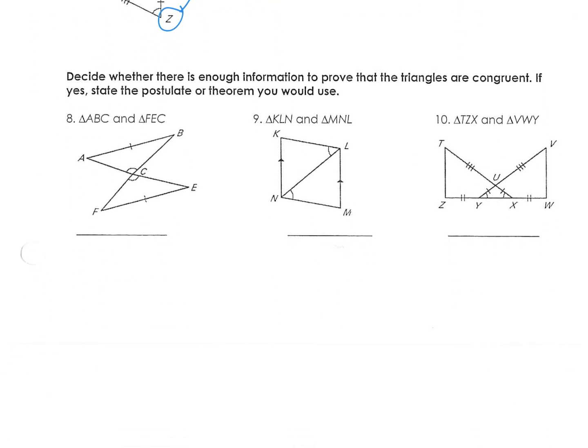Now it's what we've been talking about with our 5 shortcuts. As a reminder, side, side, side, we have all sides. Side, angle, side, 2 sides, the angle between them. Angle, angle, side, 2 angles, and then 1 side. Angle, side, angle, 2 angles, where the side is between them, and then finally hypotenuse, leg for right triangles.